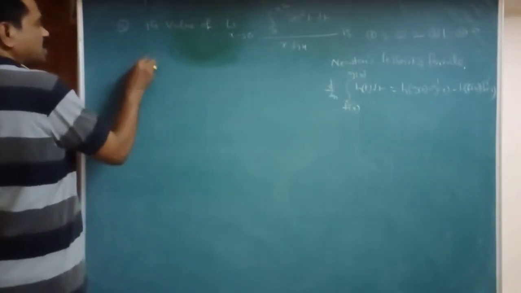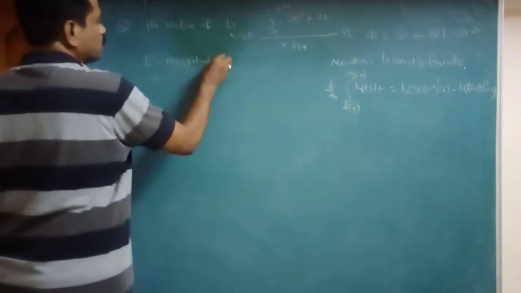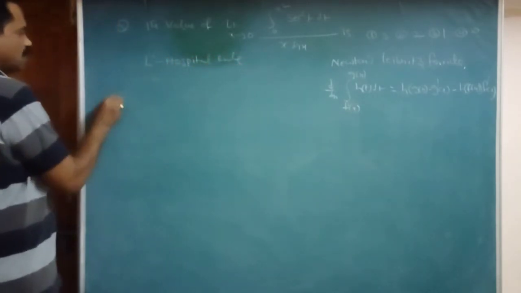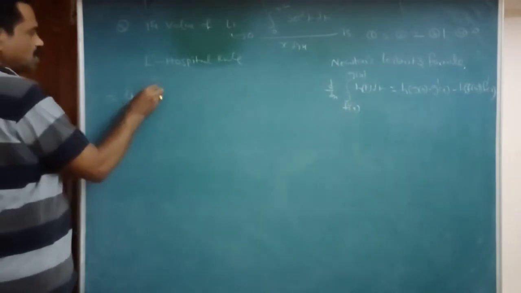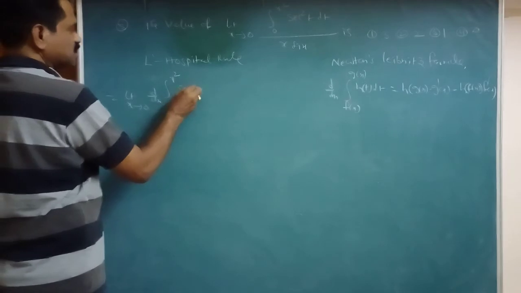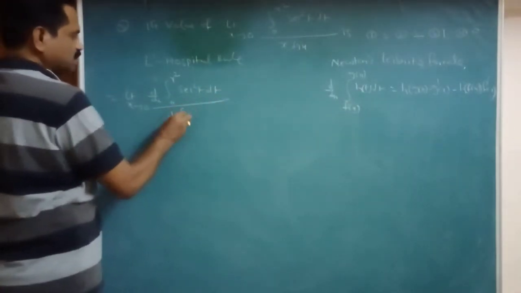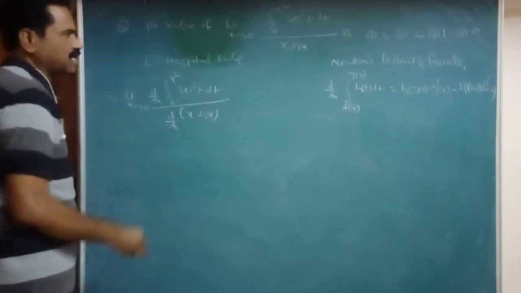So now apply the L'Hospital rule. That equals limit x tends to 0, d by dx of integral 0 to x square secant square t dt, divided by d by dx of x into sin x.